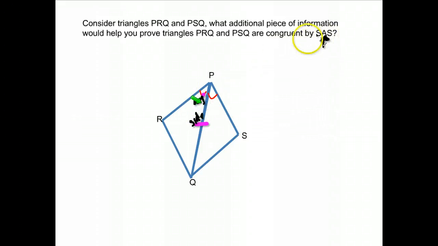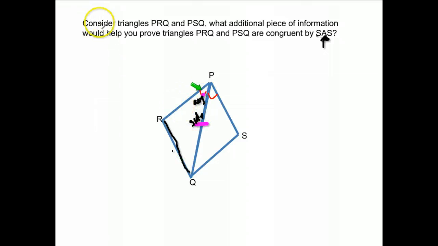To use side, angle, side, we need one more congruent side. Where is it going to have to be? Can it be this one, or does it need to be this one? Well, we want our angle to be in between our two sides, or created by our two sides. And notice if I use this side over here, that's not going to happen. It's not with my angle.